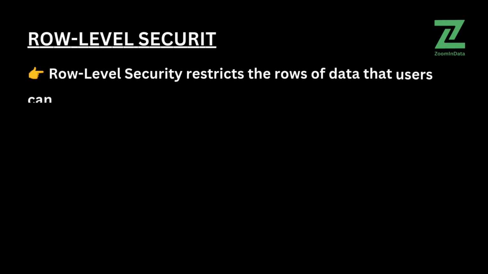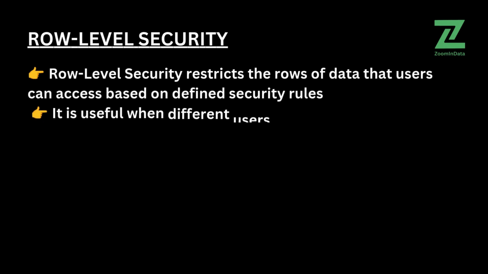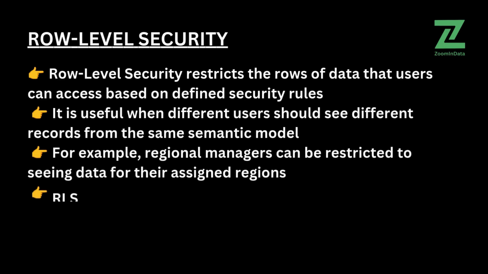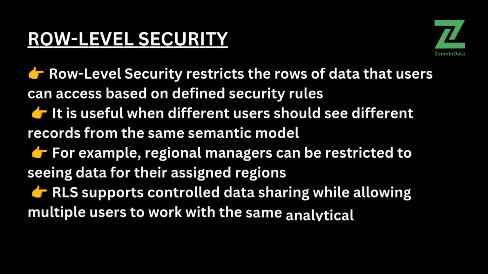Row-level security restricts the rows of data that users can access based on defined security rules. It is useful when different users should see different records from the same semantic model. For example, regional managers can be restricted to seeing data for their assigned regions. RLS supports controlled data sharing while allowing multiple users to work with the same analytical model.